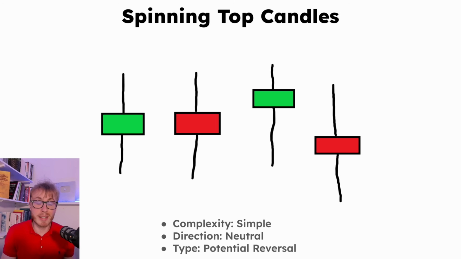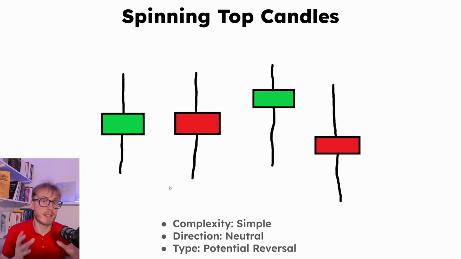Alright, so last but definitely not least, let's also take a look here at the spinning top candles. The spinning top candle is very similar to the doji, but the difference is that for the spinning top candle, we allow for larger real bodies. So you can see that all of these 4 examples are spinning top candles, and compared to the doji candle we have larger real bodies.